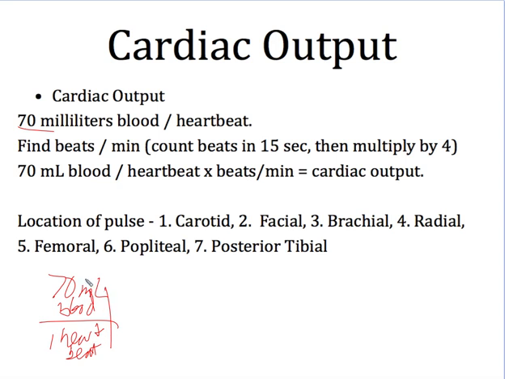Then if you were to take a pulse and find your beats per minute, if you know that there is 70 milliliters of blood every heartbeat, so let's say my pulse is 60, I would have 60 heartbeats per 1 minute. And this is going to tell me my cardiac output, which is milliliters of blood per minute, is what we're looking for. So 70 times 60 is going to be 42. Add two zeros is 4,200.